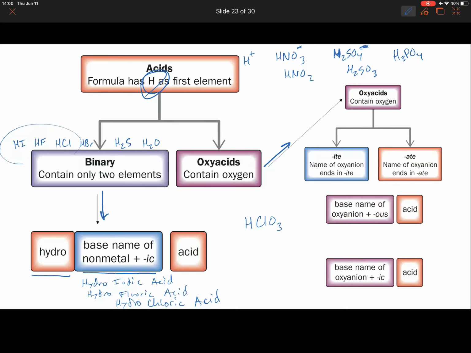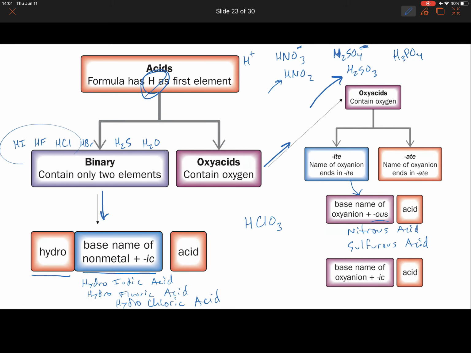So the OUS endings come from the ites. Okay. This is nitrite, so this would be nitrous acid. This one right here is sulfite, so it would be sulfurous acid.